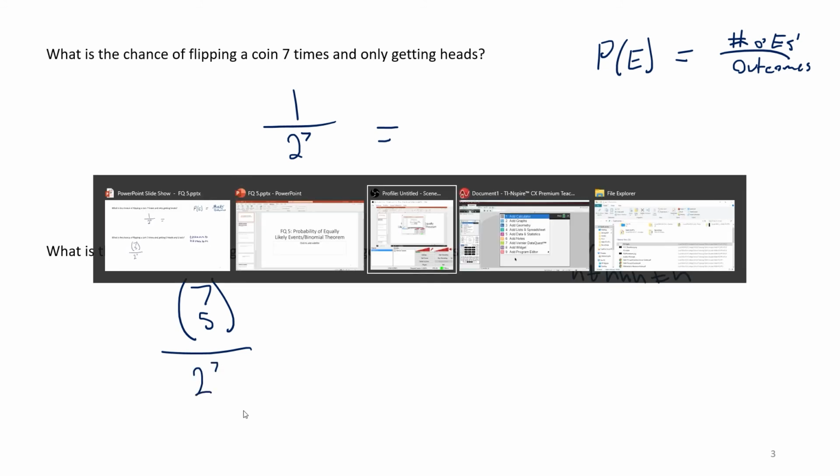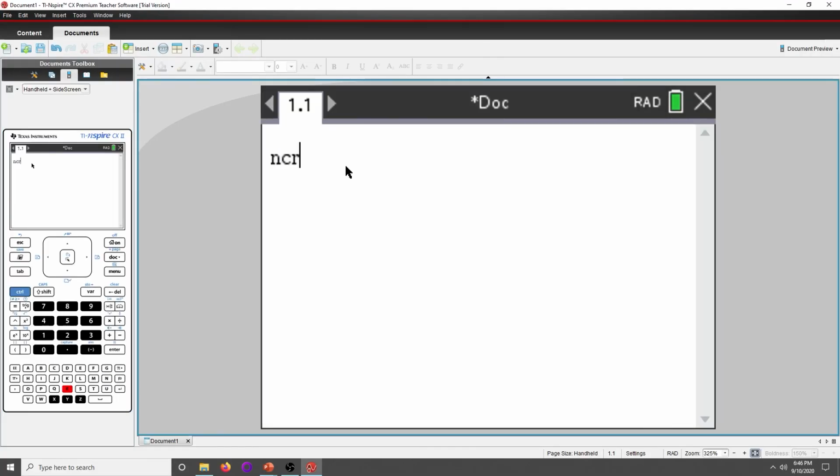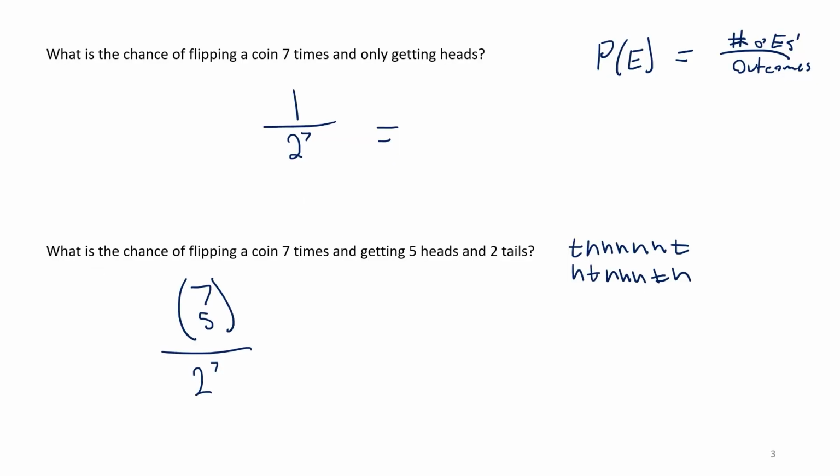And this looks like nCr 7 choose 5 over 2 to the 7th. 21 over 128. Another quick thing I wanted to show you is you could have also used tails here. For the same reason, if you choose your 2 tails, all the other ones have to be heads. And it would be the same. 7 choose 5 equals 7 choose 2.